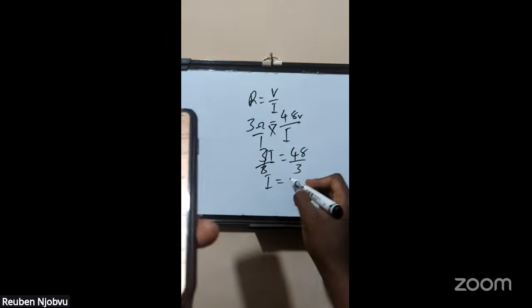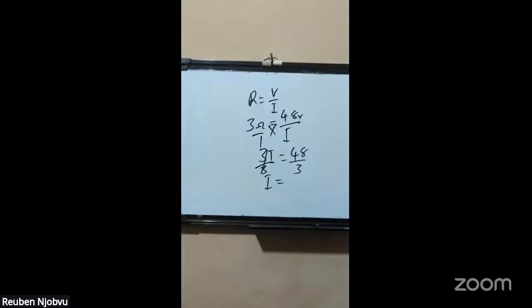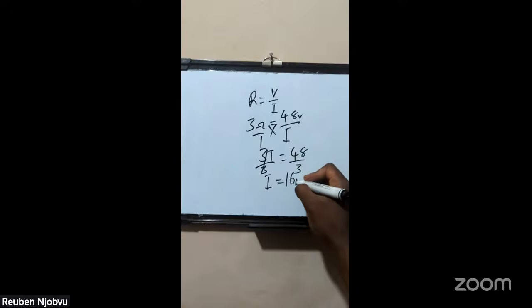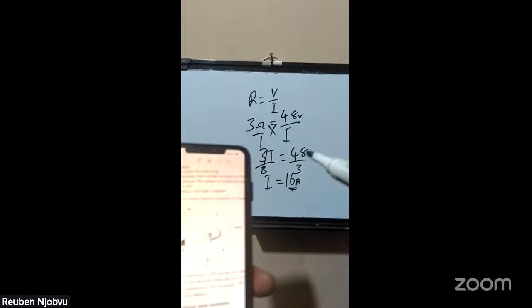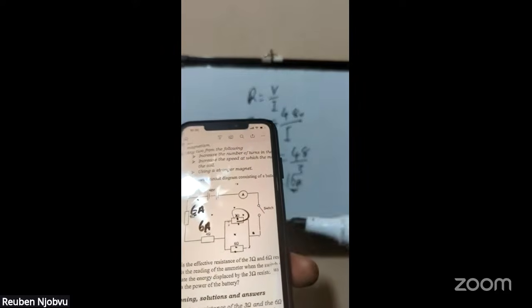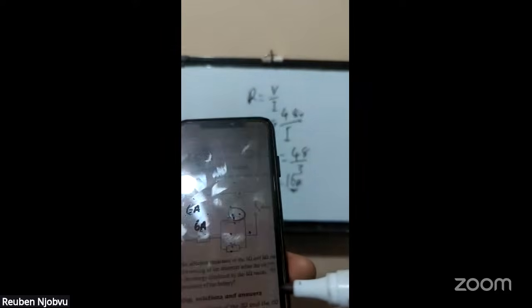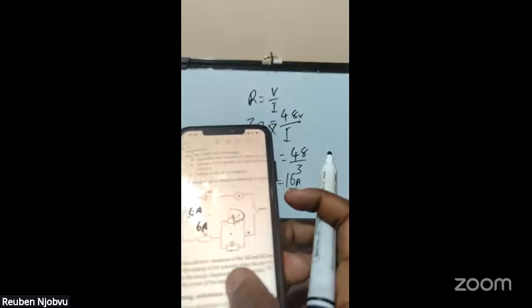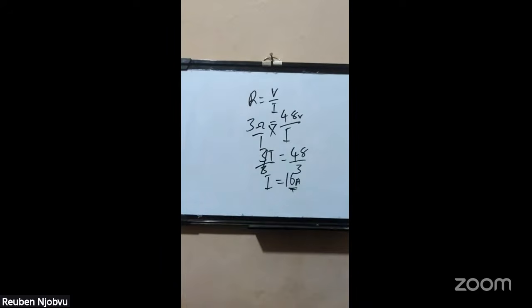Meaning the current passing through at this point is 48 divided by 3. What do you find? You find 16, right? So the current is 16 amps passing at this point. At this point, there is 16 amps passing. Okay. Are you all here?